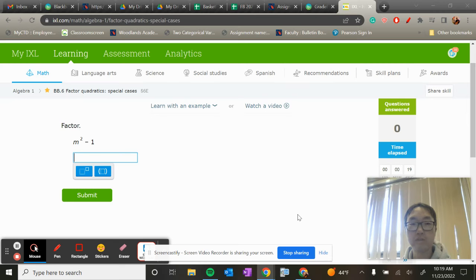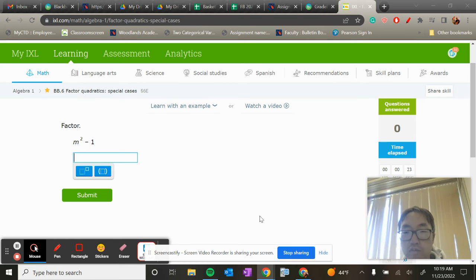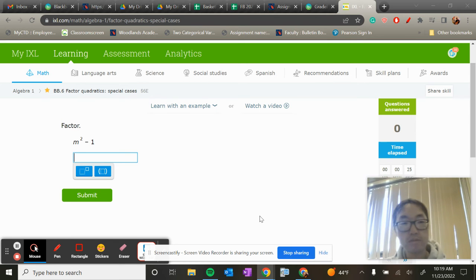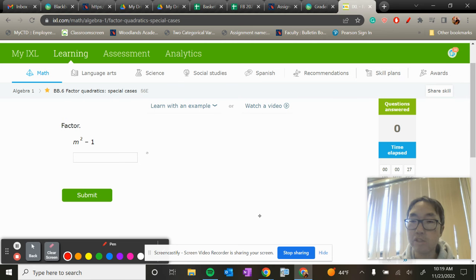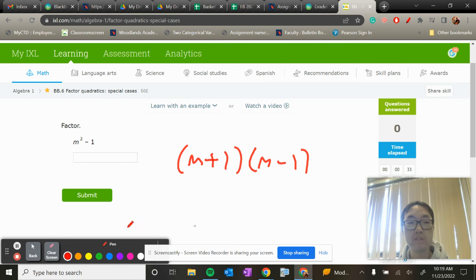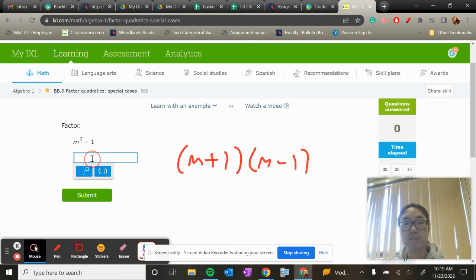We're going to factor special cases here. In this case, these are difference of squares. So m squared minus 1 becomes m plus 1 and m minus 1. That's what you write in there, since m squared and 1 are both squares, so you can do a difference of squares factor.